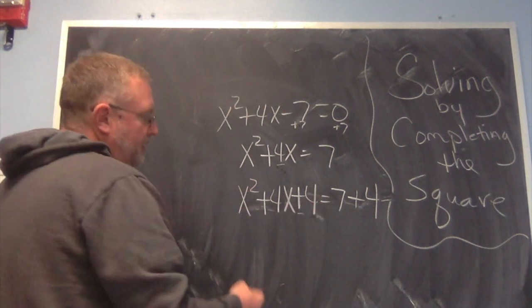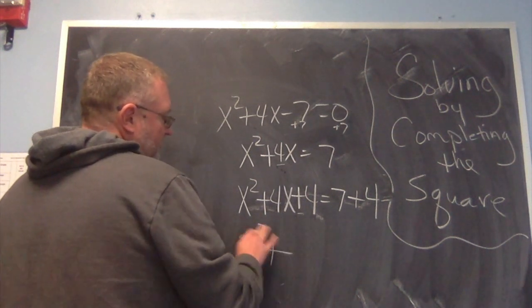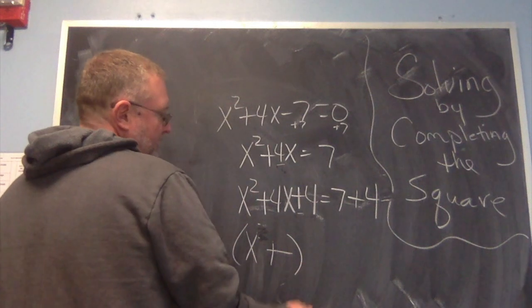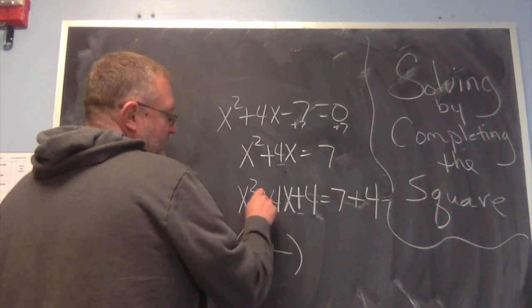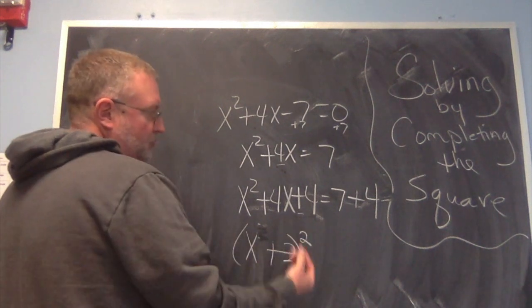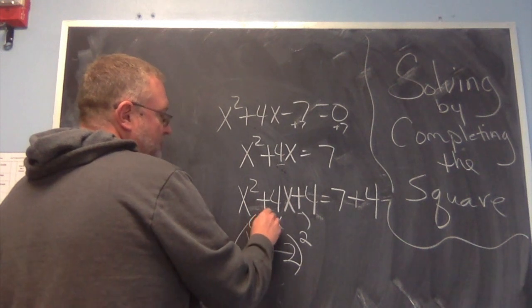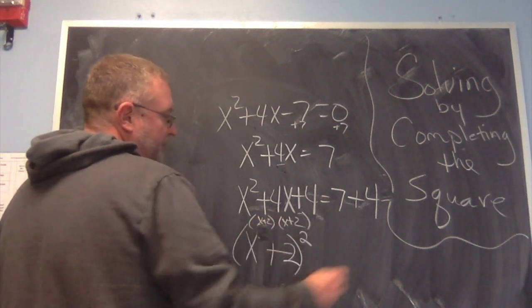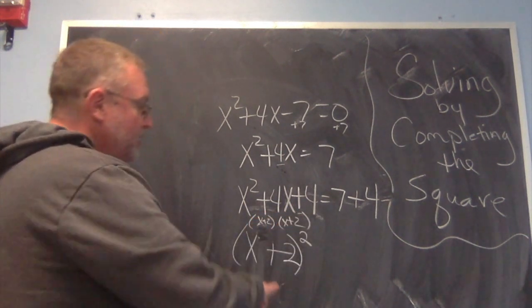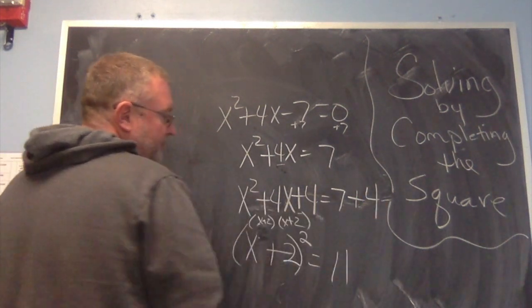So now I go over here, and I'm going to put x squared, I separate this into 2 binomials, and it's x plus 2, or x plus 2 squared. Because if I break this down backwards, FOIL it, it's x plus 2 and x plus 2. That's the whole point of finding a perfect square. So I have x plus 2 squared equals 7 plus 4, which is 11.